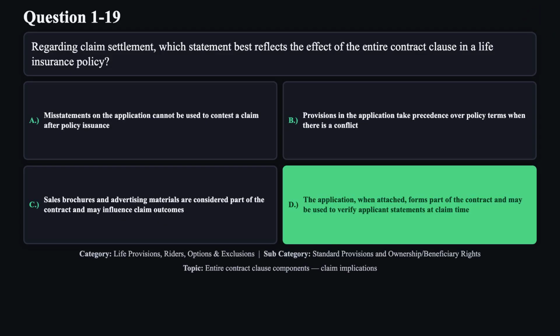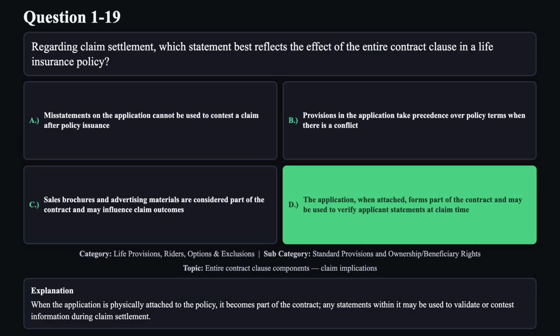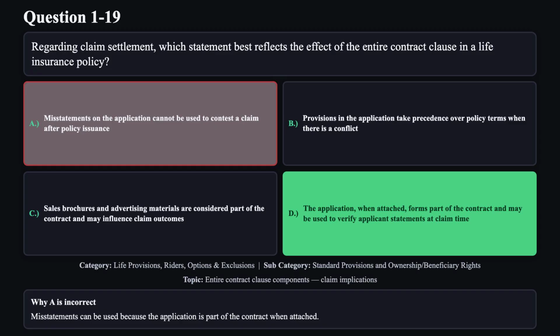The correct answer is D. When the application is physically attached to the policy, it becomes part of the contract. Any statements within it may be used to validate or contest information during claim settlement. Reason A is not correct. Misstatements can be used because the application is part of the contract when attached.